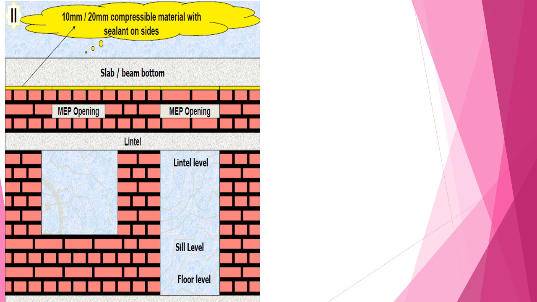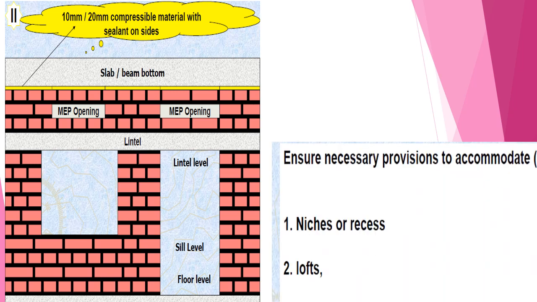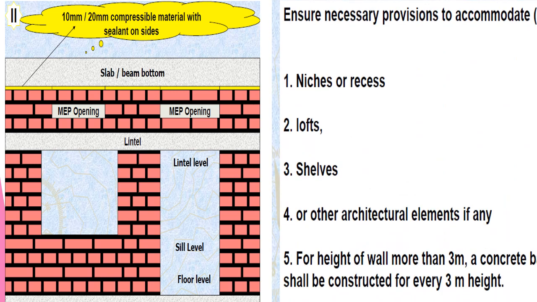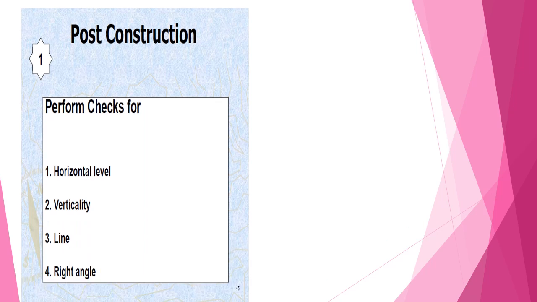How is a 200 thick brick wall to be done? The images will explain it in detail. Make the necessary provisions to accommodate niches, lofts, shelves, or any other architectural elements. For wall height of more than 3 meters, a concrete beam should be constructed for every 3 meters. In any case, no brickwork should be constructed above 3 meters without it.